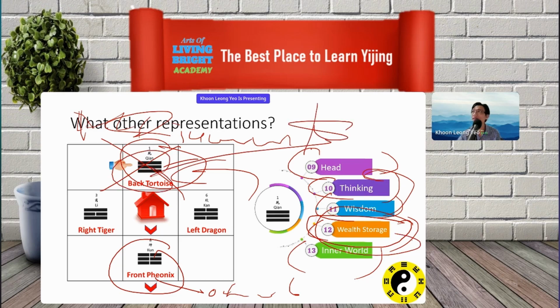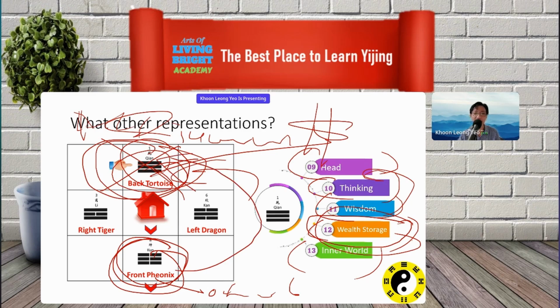Wealth storage. Why wealth storage? Okay, number one, 乾 represents money. Number two, it is at the back. When you have something precious, where do you keep it? In front where people can see, or behind where nobody can see? That means you're safe. Your 保险箱.